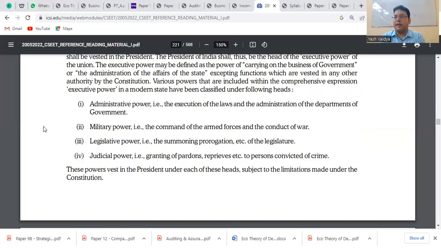So he is the supreme commander of all the three wings of the military: Air Force, Navy, and Army. Right? So if India wants to start any kind of war, that war will be started in the name of the president. Okay? Legislative power, that is the summoning, prorogation, etc. of the legislation. Okay? And judicial power, that is granting pardons, reprieves to the persons convicted of crime.